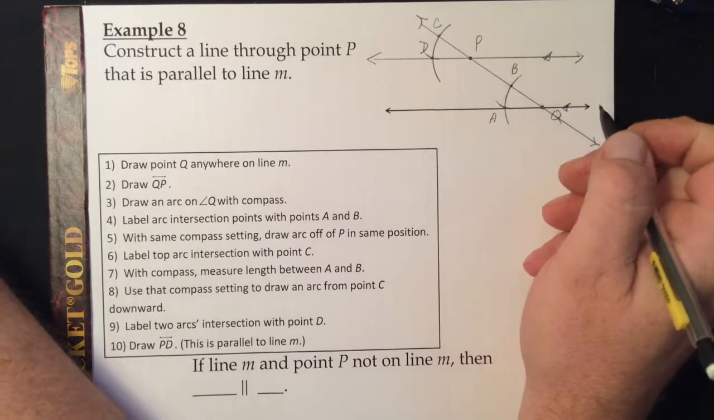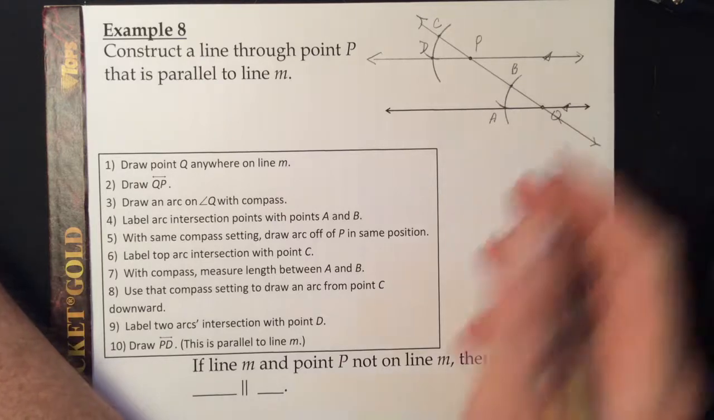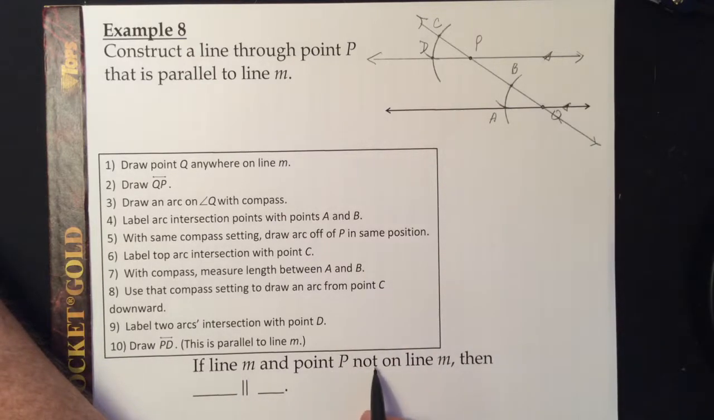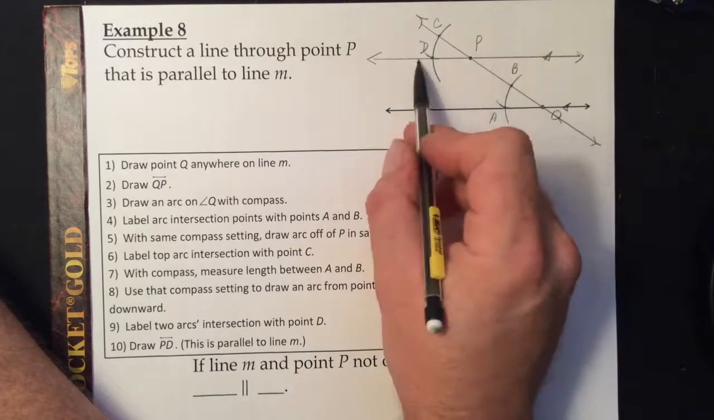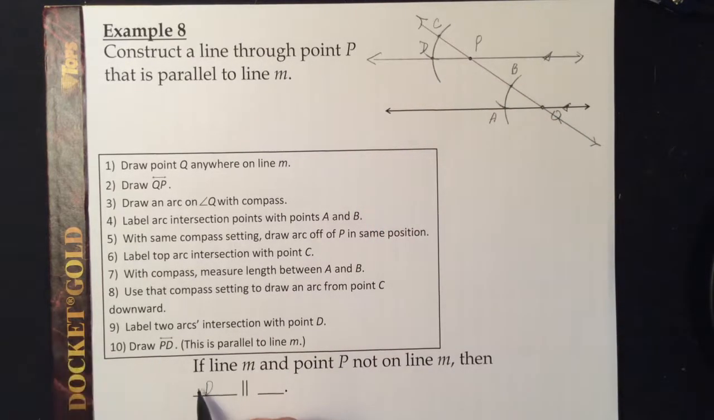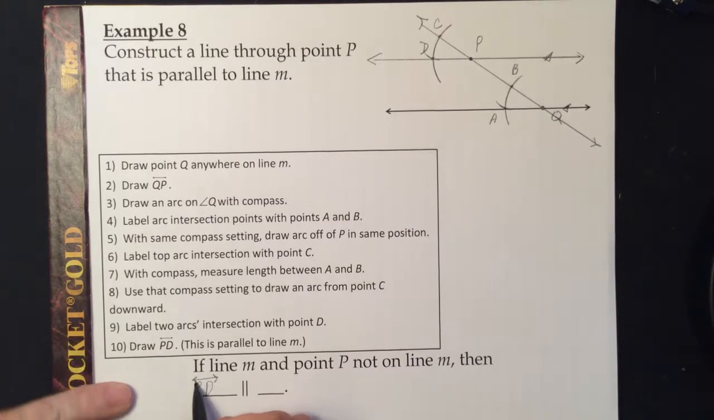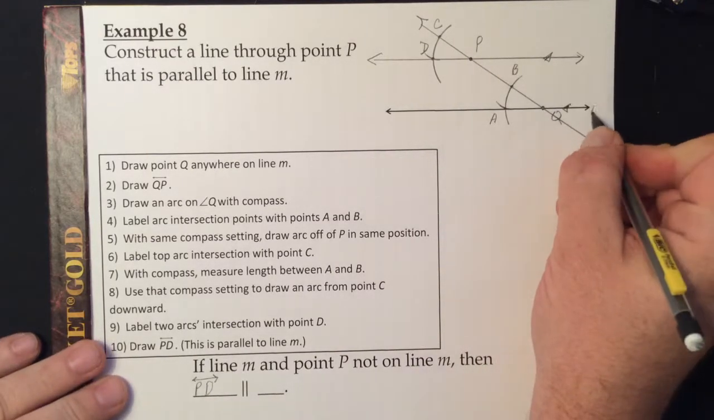And that's how you construct parallel lines cut by a transversal. So if line M and point P not on line M, then what's parallel to what? Well, we have line PD is parallel to line M. Forgot to label M.